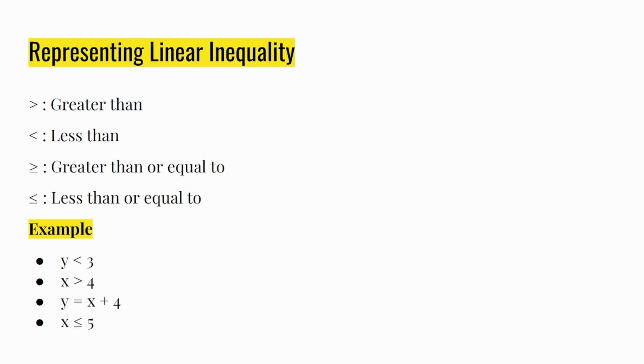On the third example, you have y equals x plus 4. This means that y is equal to whatever x is plus 4 of that value. And finally, the final example, x left arrow with a bottom line 5. This means that x is less than or equal to 5, which means x could be 5 or anything less than 5. As an example, 4 or lower, or even 5 because it has an equal to sign.